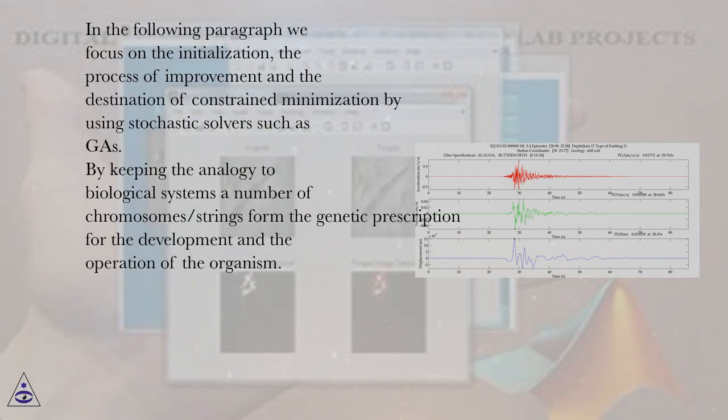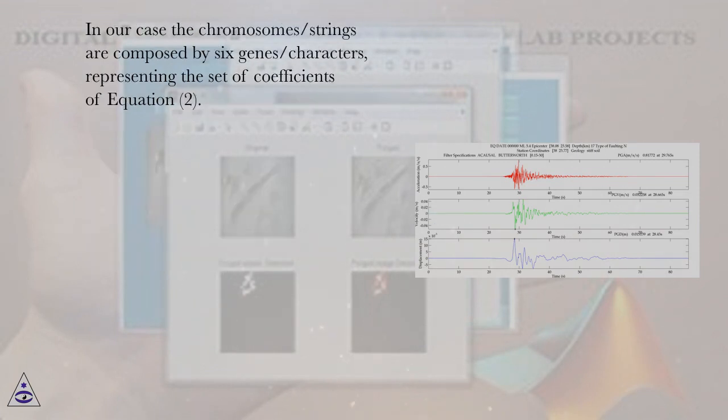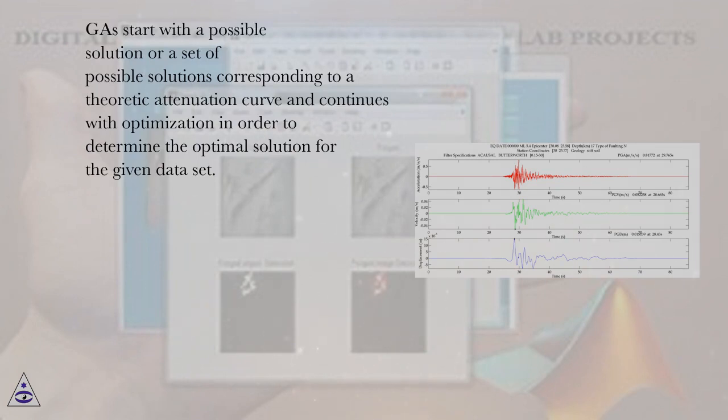In the following paragraph we focus on the initialization, the process of improvement and the destination of constrained minimization by using stochastic solvers such as GAs. By keeping the analogy to biological systems, a number of chromosomes/strings form the genetic prescription for the development and the operation of the organism. In our case, the chromosomes/strings are composed of 6 genes/characters, representing the set of coefficients of equation 2. GAs start with a possible solution or a set of possible solutions corresponding to a theoretic attenuation curve and continue with optimization in order to determine the optimal solution for the given data set.